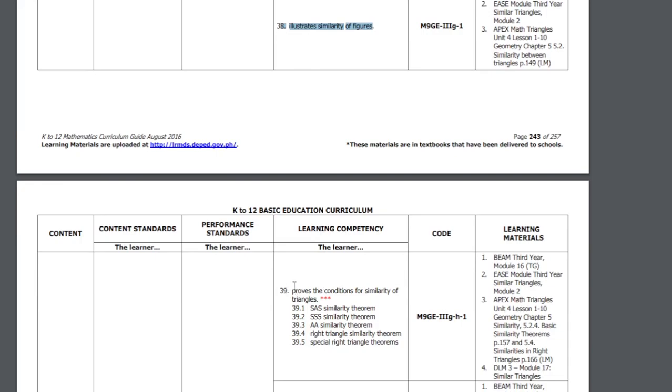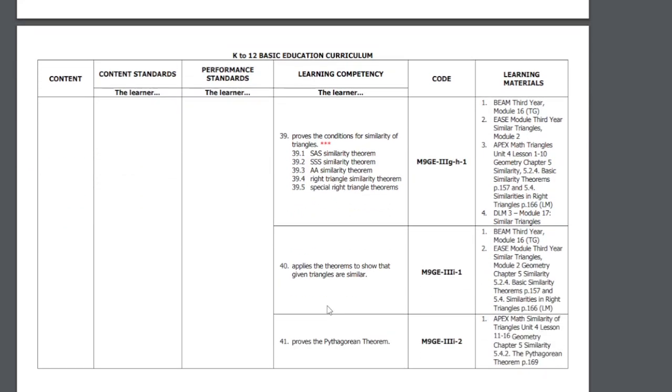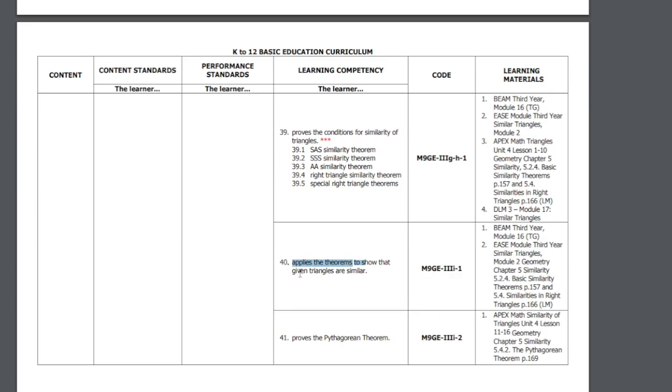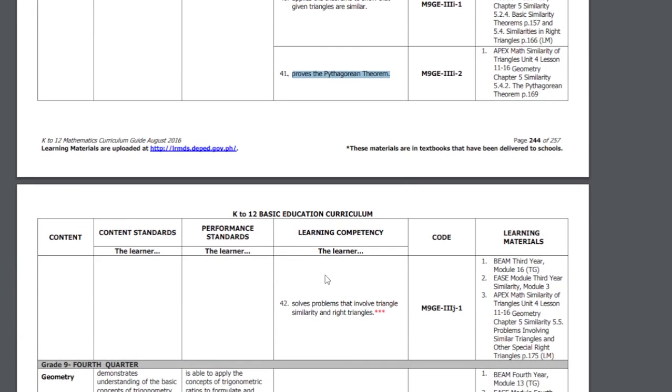Then of course we have to prove the conditions of similarity of triangles. If you remember your congruency theorems, this is similar, but not really. And then apply the theorems. Then we have to prove the very famous Pythagorean theorem. There is more than one way to prove this, so maybe I'll just pick one famous one, or maybe I'll make a couple of proofs for this video. Then finally, we are going to solve problems involving triangles, similarity, and right triangles. And that's it for the third quarter.